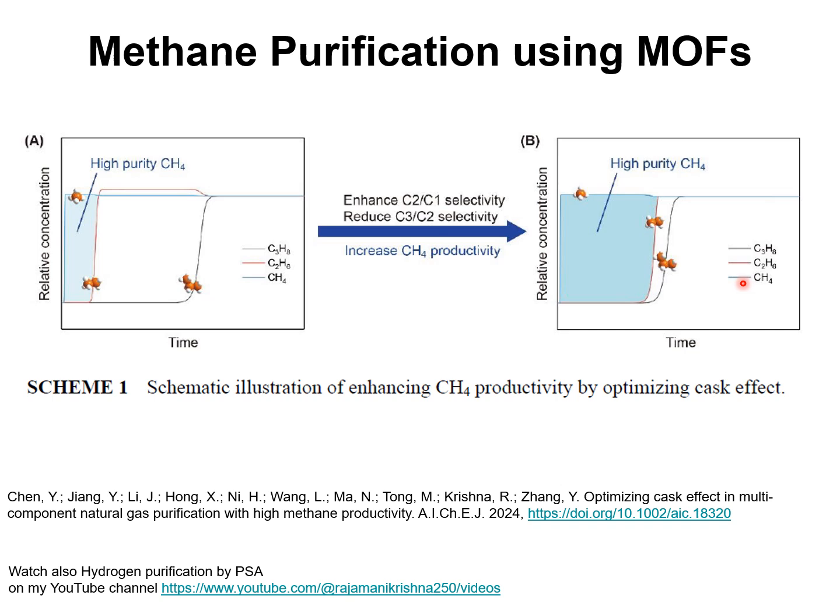I consider two cases. This is taken from figure 1 of the paper online in the AIChE Journal. In this case, we have a high selectivity of C3 with respect to C2, but in this case, the productivity of purified methane is restricted because the methane purity is dictated by the breakthrough of ethane.